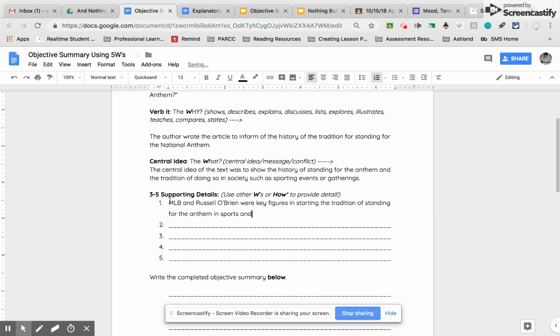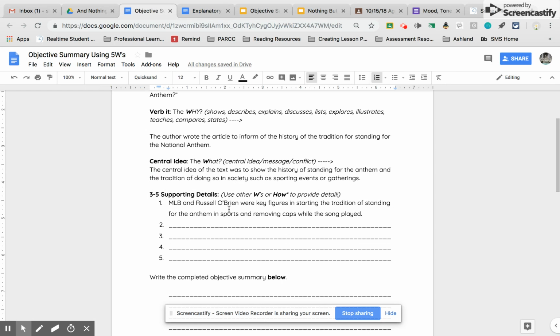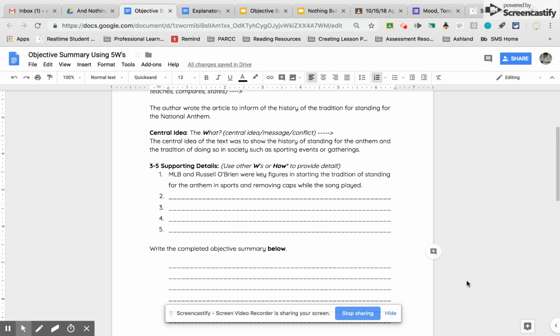in sports and removing caps while the song played. What I'm going to do is take a look at what I put on my explanatory graphic organizer from yesterday, and I'm going to add some of those key details in here. So I'm looking for 3 to 5. Do I have to have 5? No, I could have 3. That's completely acceptable.